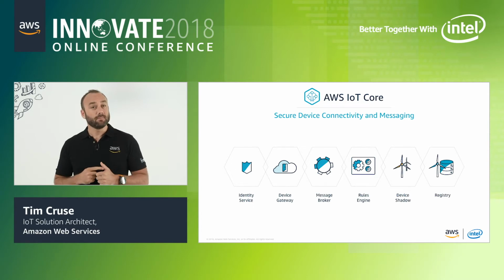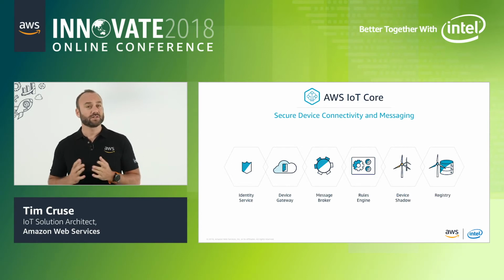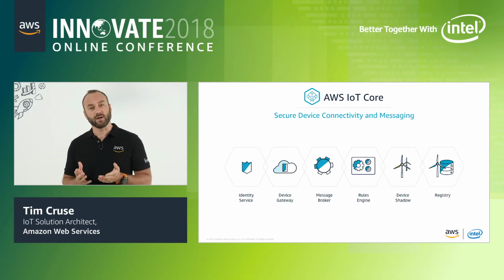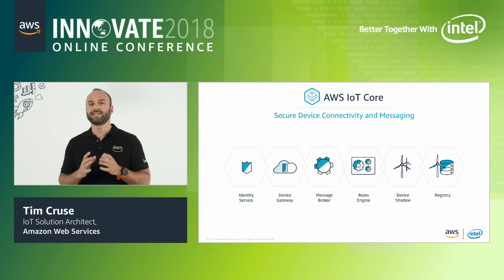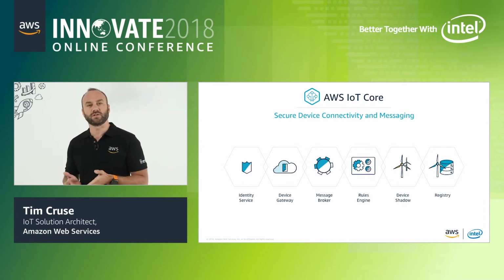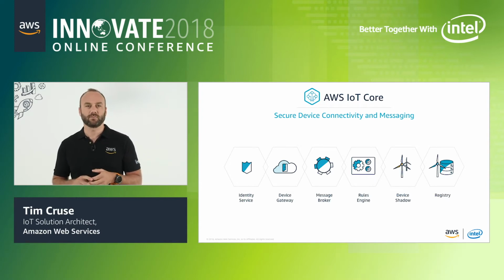It's an MQTT message broker, allowing for publish and subscribe-based messaging on topics. It serves as an identity service and device gateway. All devices will identify themselves securely to the gateway, allowing support for MQTT connections, HTTPS, and WebSockets. Connections are encrypted using TLS 1.2, and authentication is achieved via X509 certificates.